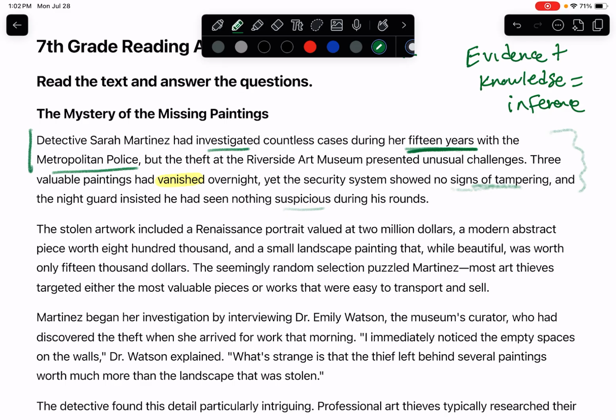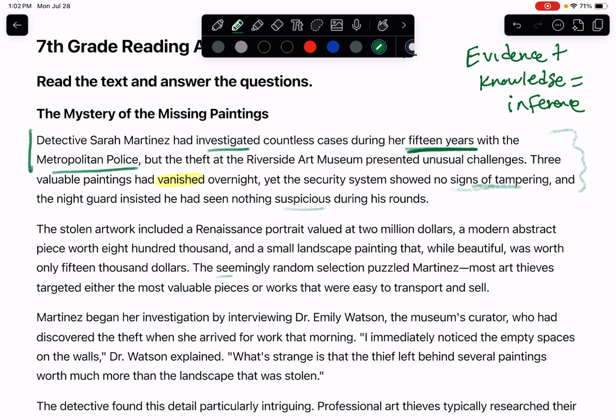The stolen artwork included a Renaissance portrait valued at $2 million, a modern abstract piece worth $800,000, and a small landscape painting that, while beautiful, was worth only $15,000. The seemingly random selection puzzled Martinez.